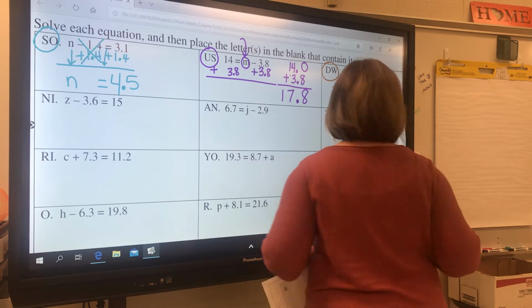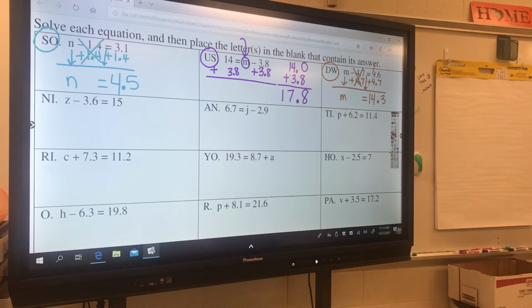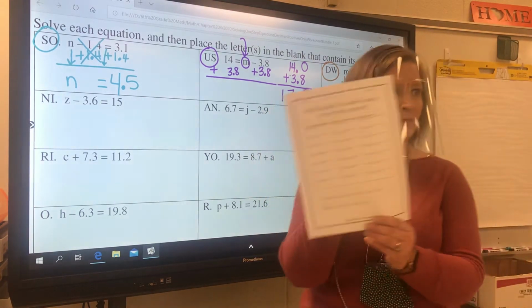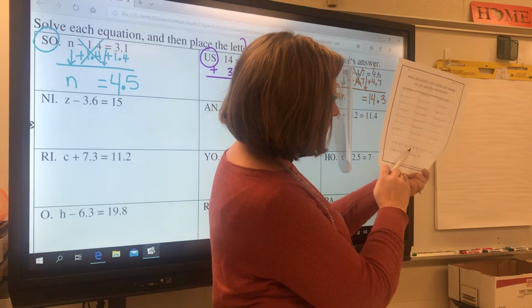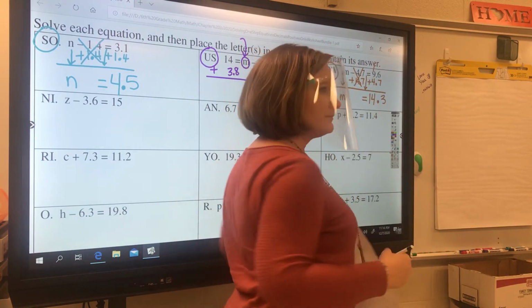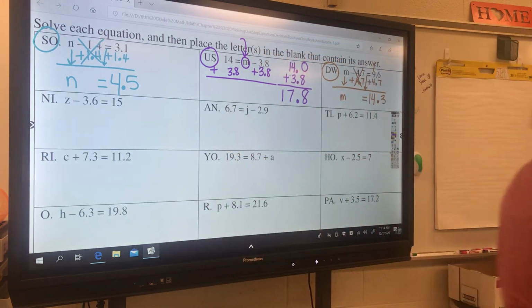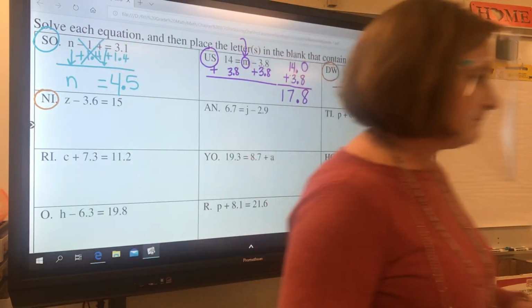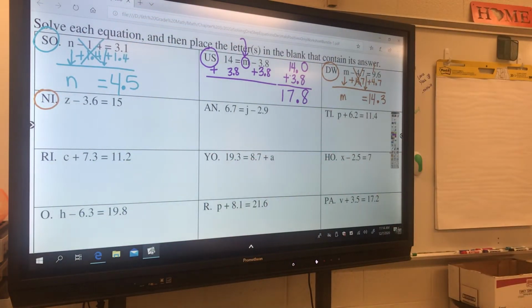What'd you get, Justin? I got 14 and 3/10. 14 and 3/10. Is that an option down here at the bottom? Yep, it's about middle way on the first row. Okay, and what do you need to put there? DW. All right, I want you to do NI, and then we'll go over it. Or you do NI and AN, both of those.